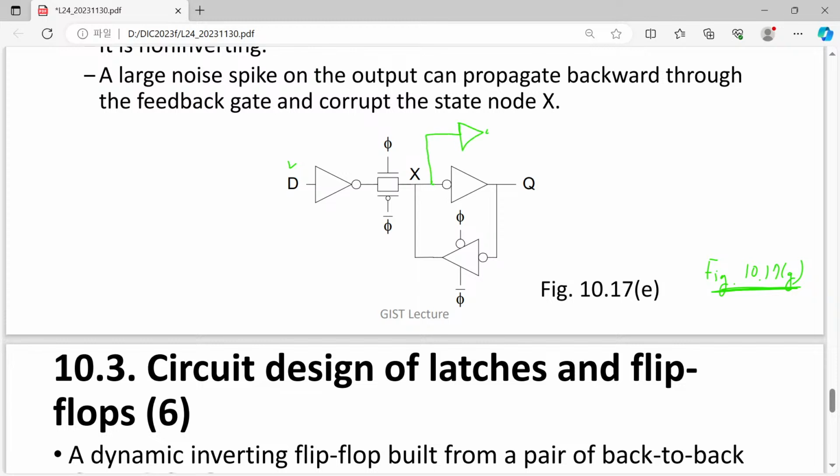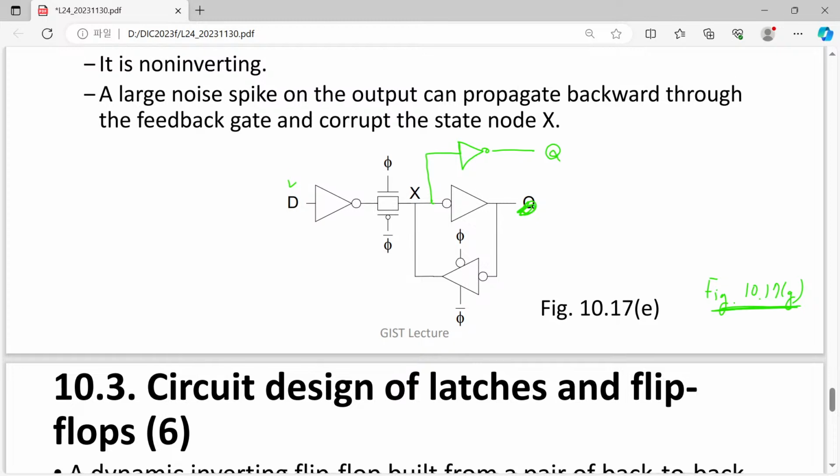Okay. So that is the recommended one. This is provided in terms of cell library in many cases.